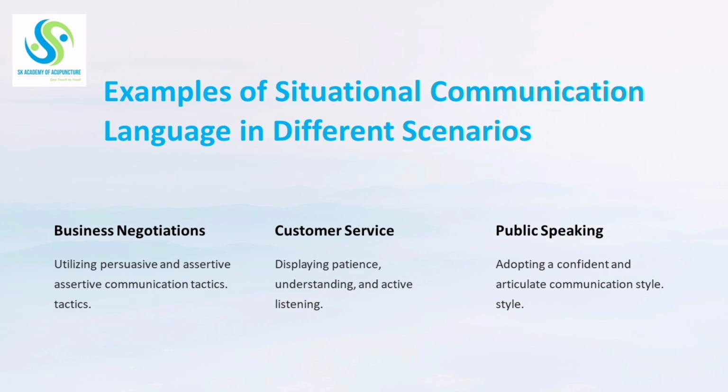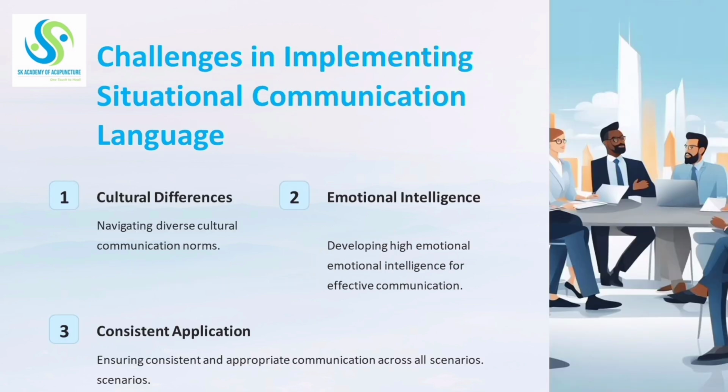So what could be the challenges in implementing situational communication language? The main challenge is misjudging the situation and using the wrong communication style. As I said, I'm meeting a friend and I'm dressed up like I'm going for a meeting with all my formal dress, with my tie, with my formal shoes. How would I look? I would look weird, right? So the situation would be misjudged. My friend would be a little confused. What is happening?